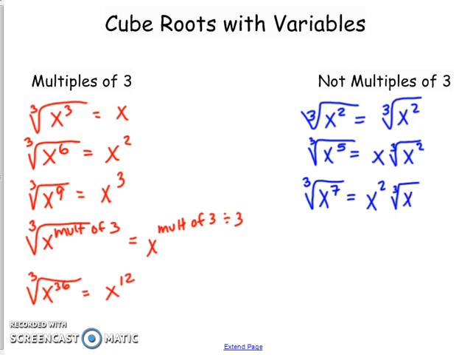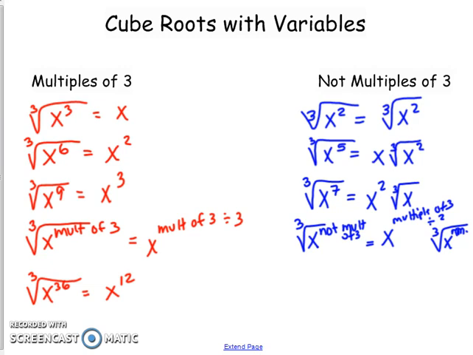So the rule is pretty much: for x to the non-multiple of 3, you have to bring it to be an x that's a multiple of 3, divided by 2, and then you're left over with the cubed root of x with whatever's remaining. REM for remaining, I don't know.